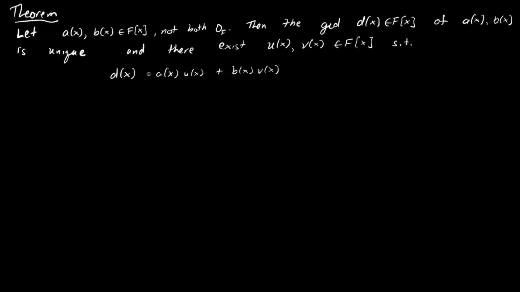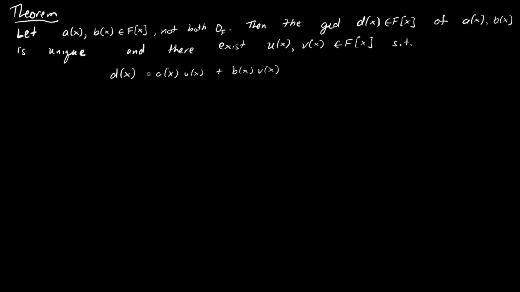Okay, so let's now prove that greatest common divisors are always unique and see how they parallel greatest common divisors from the integers. Our first theorem will look pretty familiar. Let a(x) and b(x) be two polynomials in F[x] that are not both 0. Then the GCD d(x) in F[x] of a(x) and b(x) is unique. And moreover, there exist polynomials u and v in F[x] such that d = au + bv. So d can be written as a polynomial linear combination of a and b.